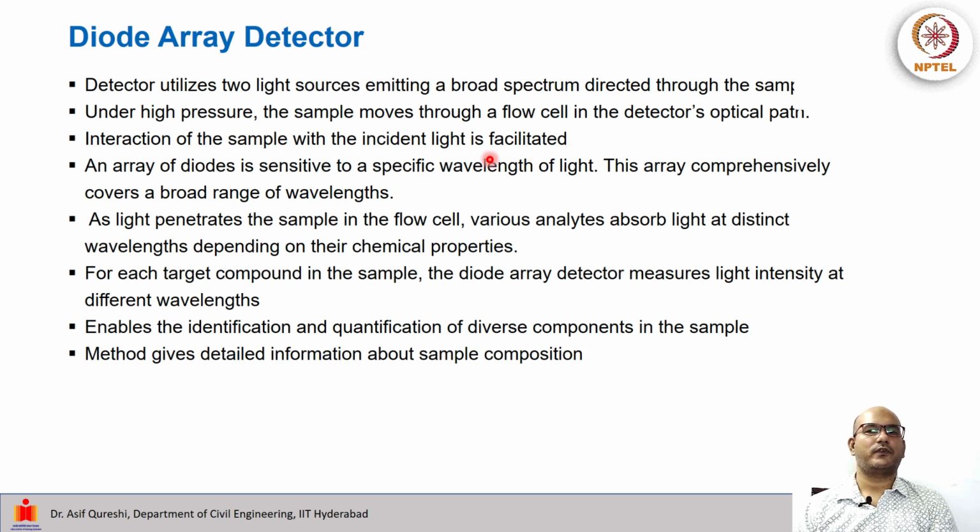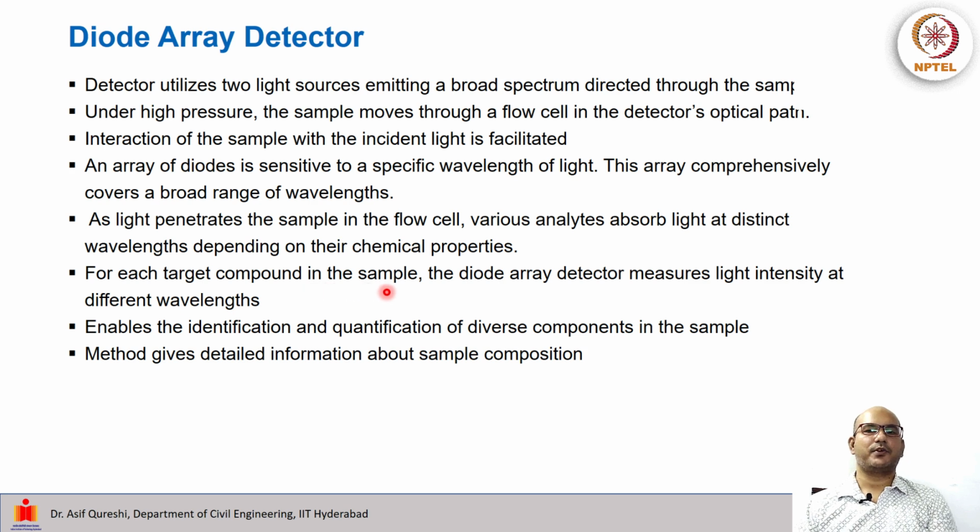Then we have an array of diodes which will be sensitive to specific wavelengths of light, and together this array of diodes will cover a broad range of wavelengths. So we can analyze a lot of wavelengths. As light penetrates the sample, the various analytes will absorb light at their respective wavelengths. Basically, we will pass all the light wavelengths, and different analytes will absorb different wavelengths.